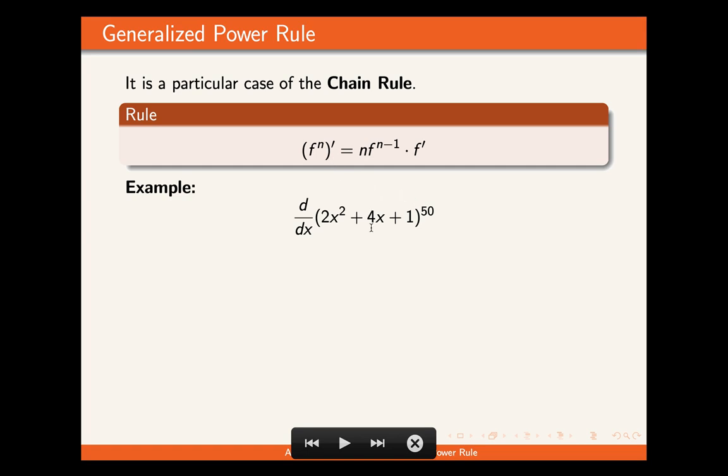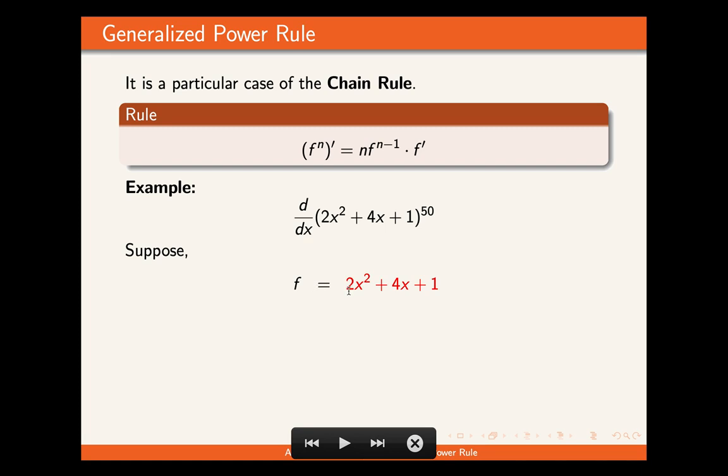So how do we apply the generalized power rule then? If you want to use this rule, we need to compare with it and get what is the function f in this rule. If we compare, you can clearly see that f is actually 2x squared plus 4x plus 1. So if this is f, n is 50, right? And in this rule, we also need to know f prime. So let's find the derivative of f.